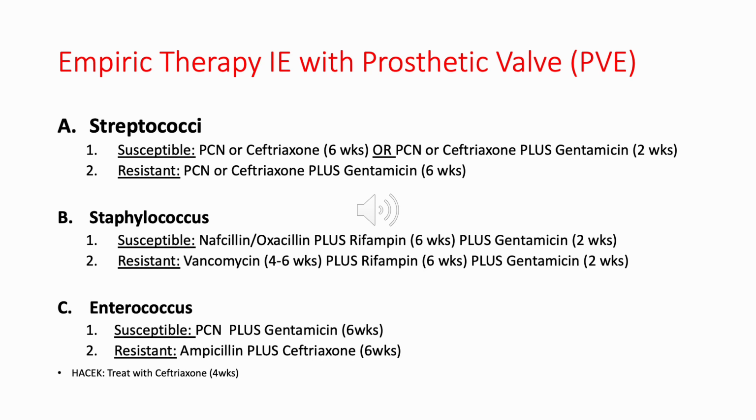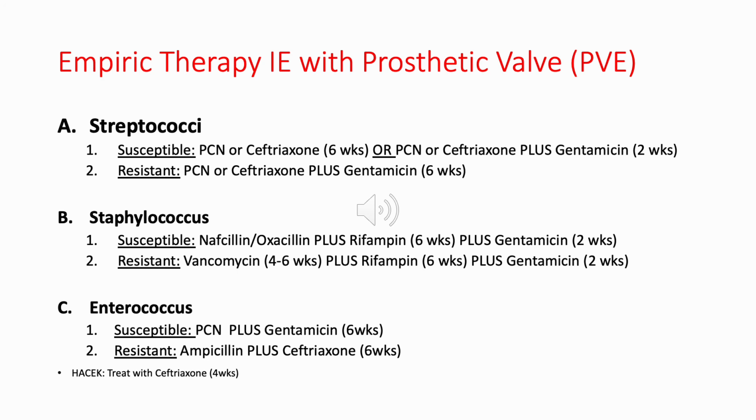In terms of staph susceptible, we're going to use nafcillin or oxacillin. Here we're going to add rifampin for 6 weeks, and then we can add gentamicin for the first 2 weeks. And then if resistant, we're going to use vancomycin plus rifampin for 6 weeks, and then we can add gentamicin for the first 2 weeks if applicable. And then finally, the Enterococcus susceptible, we do penicillin plus gentamicin for 6 weeks. And if resistant, again, we do the 2 beta-lactams, so ampicillin plus high-dose ceftriaxone for 6 weeks.